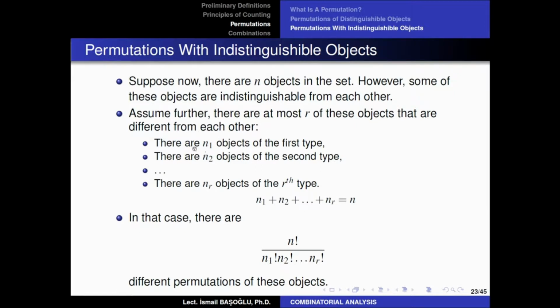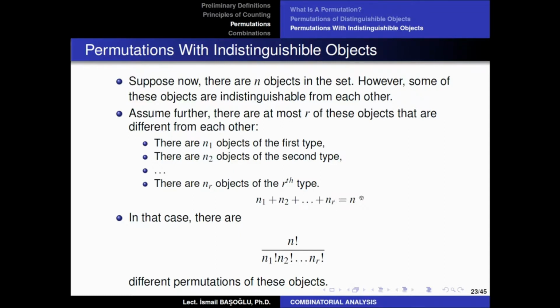We say that from the first type of objects we have n1 of them. From the second type we have n2 of them. From the third type of the objects we have n3 of them, and so on and so forth. Finally, from the last type, the r-th type of objects, we have nr of them. So basically we have n objects, n1 of them are of the first type. These n1 of them are indistinguishable from each other, or they are basically the same type of objects. There are n2 of the second type of objects, which are indistinguishable from each other. There are n3 of the third type of objects, and so on and so forth. Finally, there are nr of the r-th type of objects.